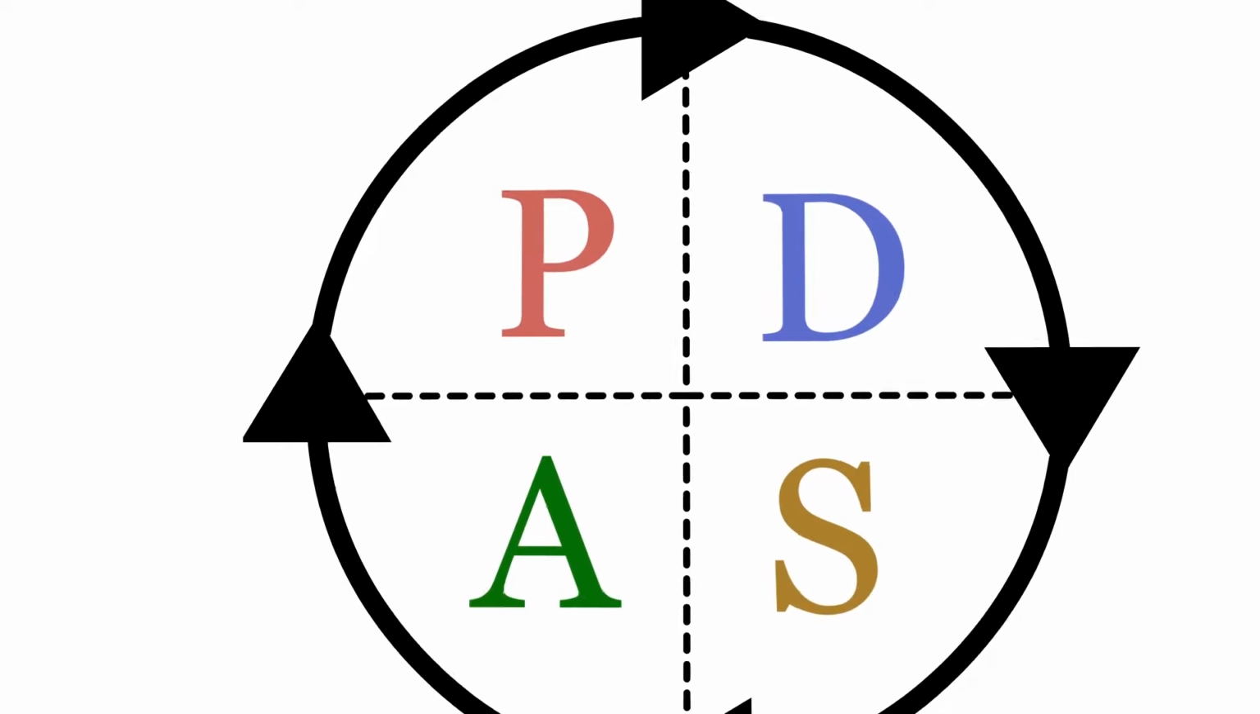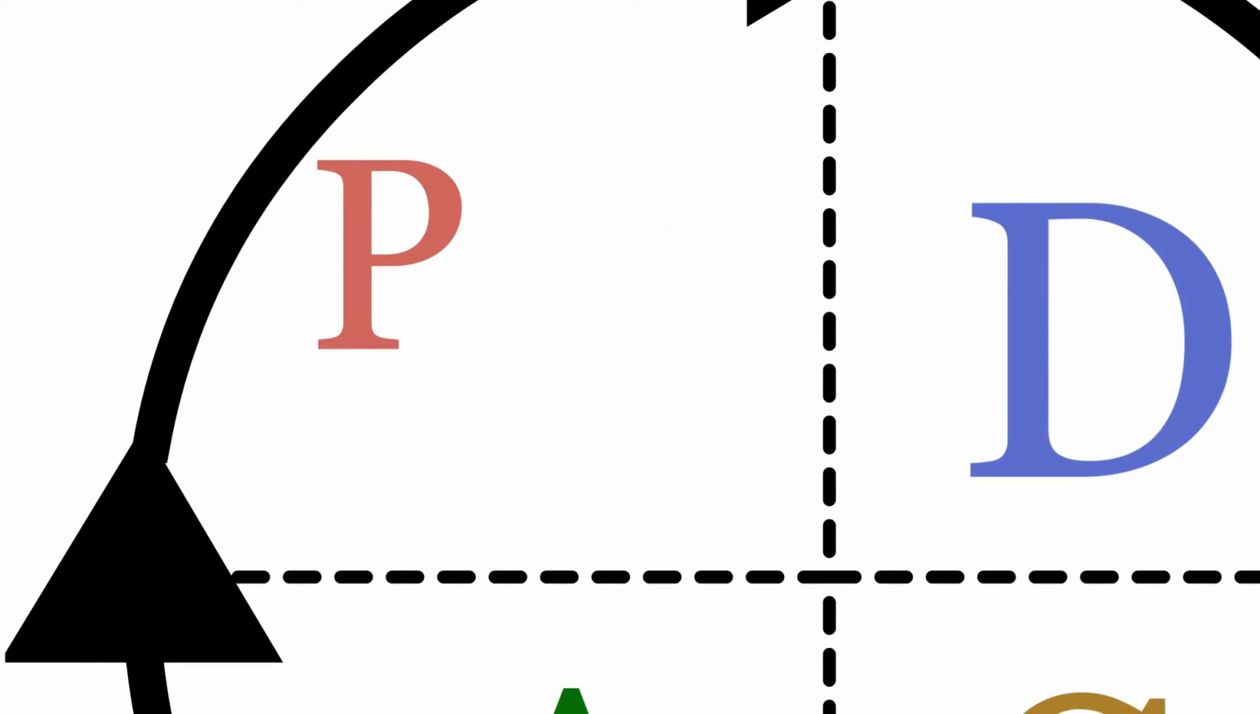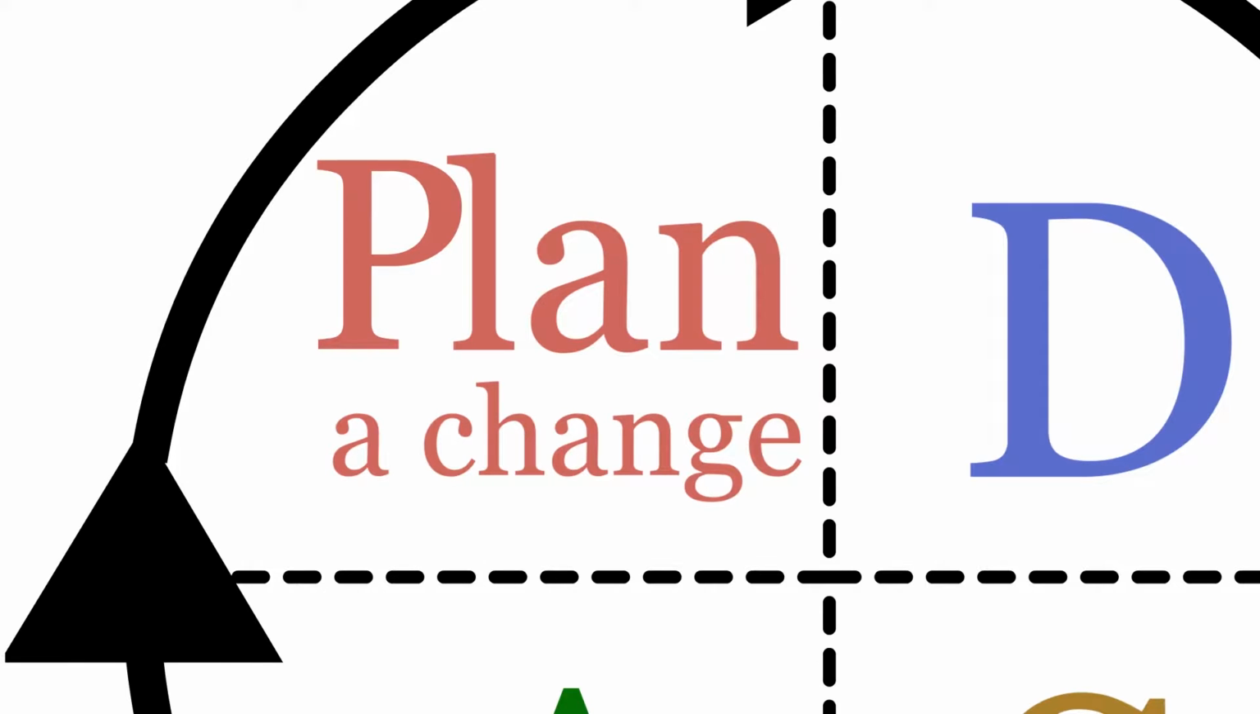First, you plan a change. The P in PDSA stands for plan. That corresponds to the list of change ideas that you generated in setting up for Rapid Cycle. Each idea, in Shewhart's words, was a planned change.